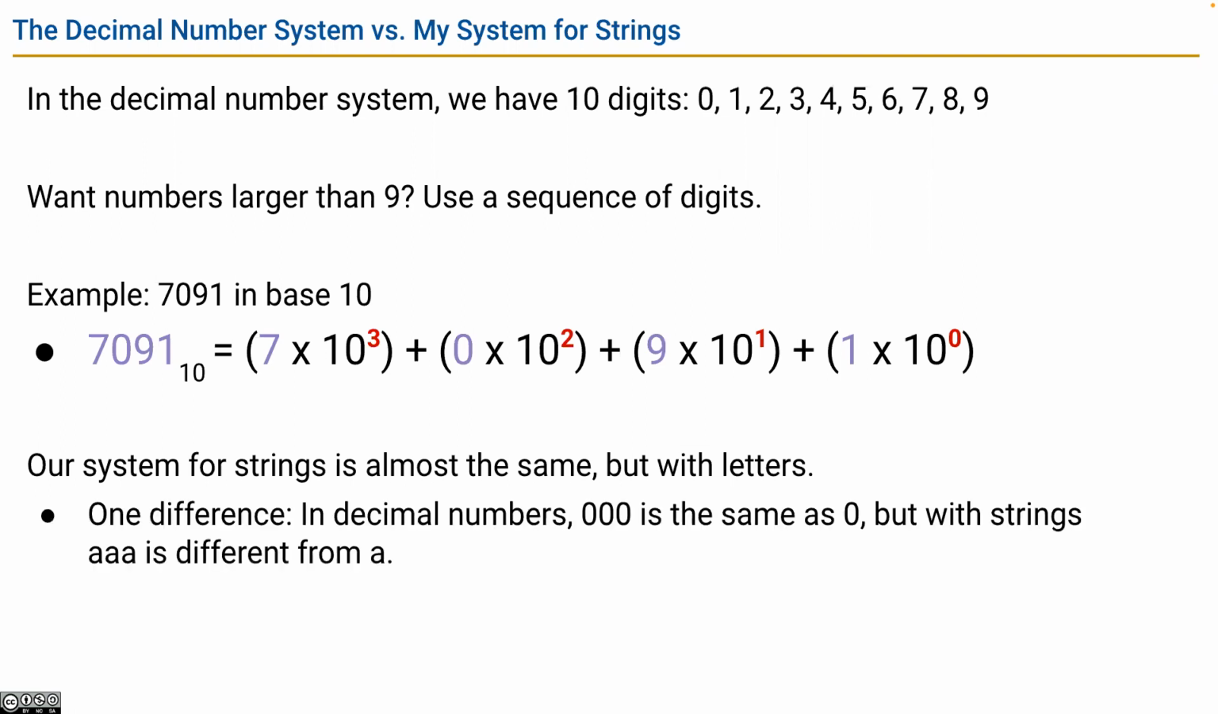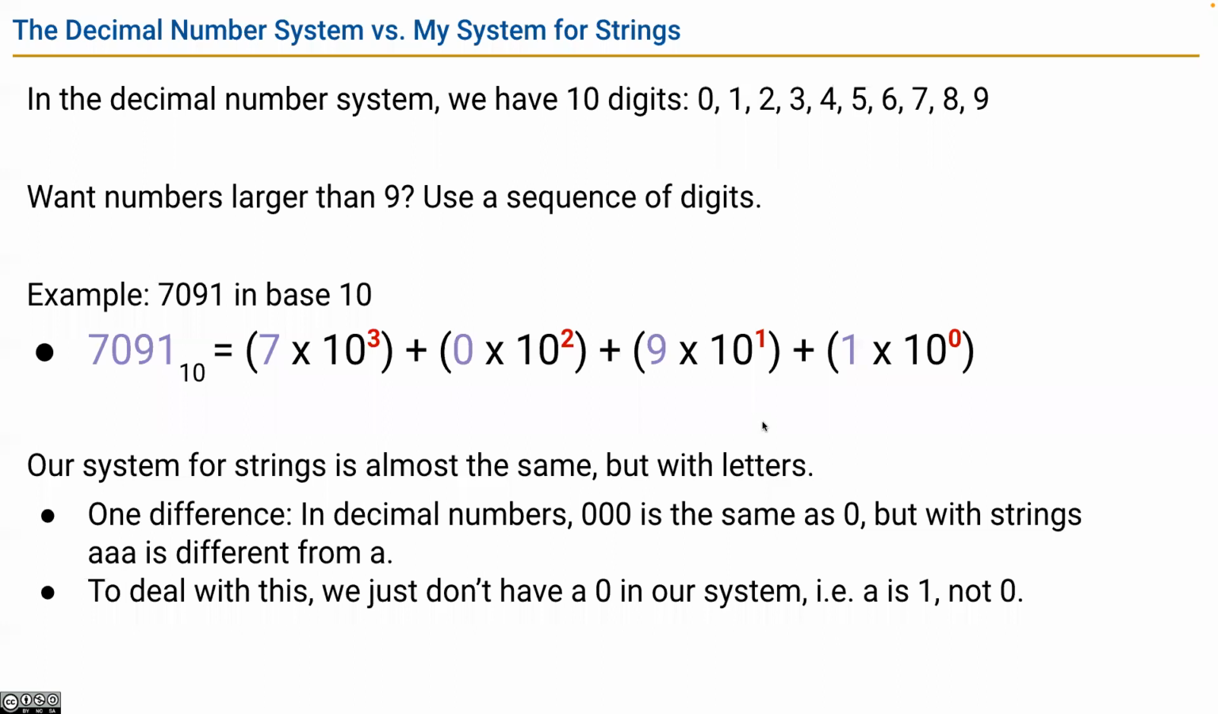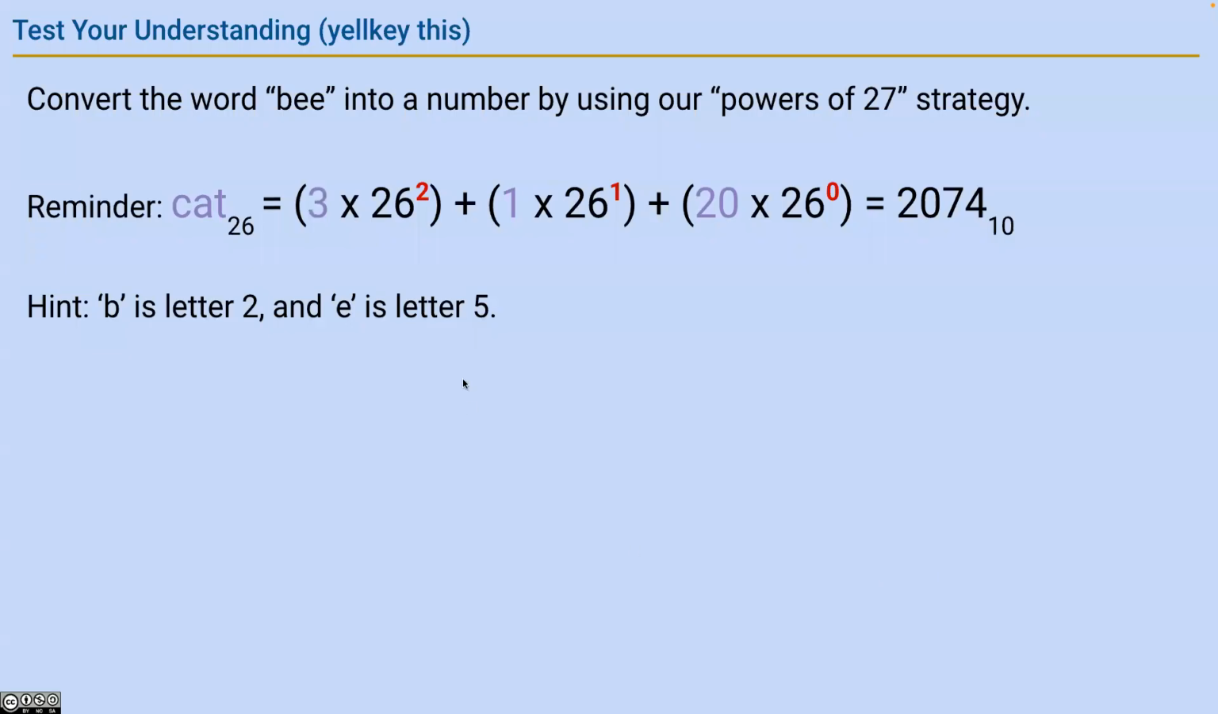There's one little difference, which I want to acknowledge, though it isn't super important. In decimal numbers, 000 is the same as 0, and in strings, A is different from AAA. To fix this, I don't have a 0 in my system. A is 1, not 0. It turns out to work fine. Point being that this is the way we turn cat into a number.